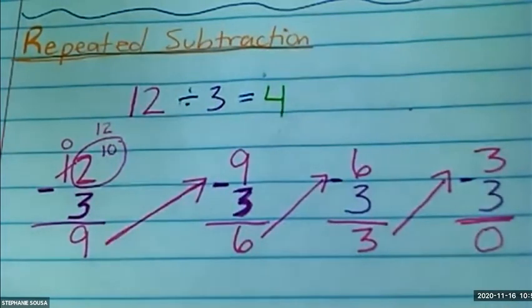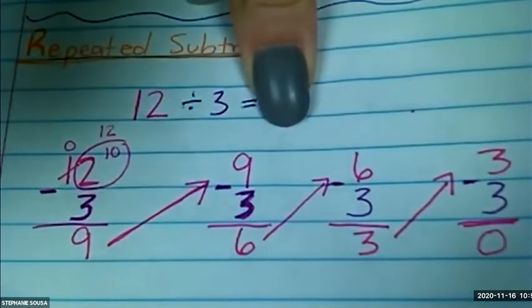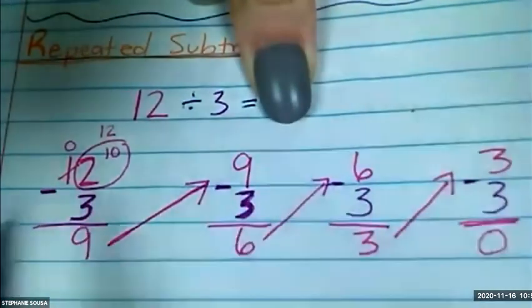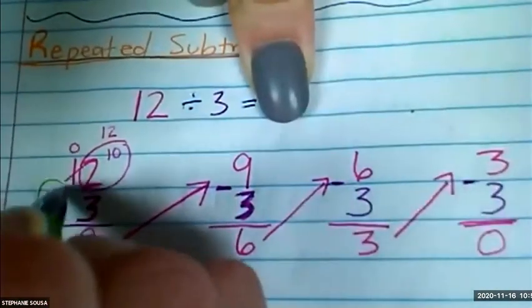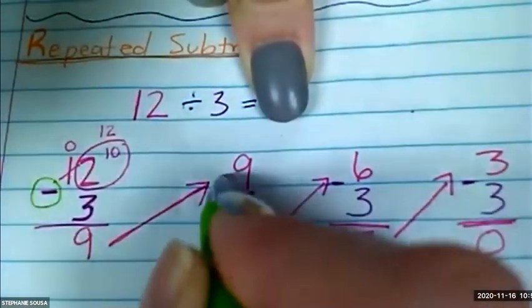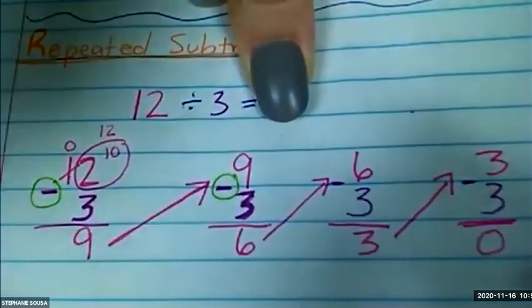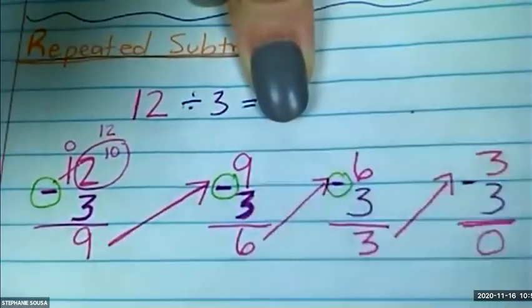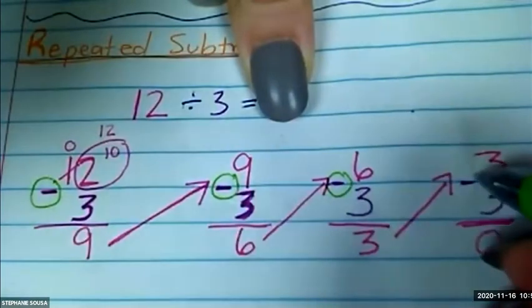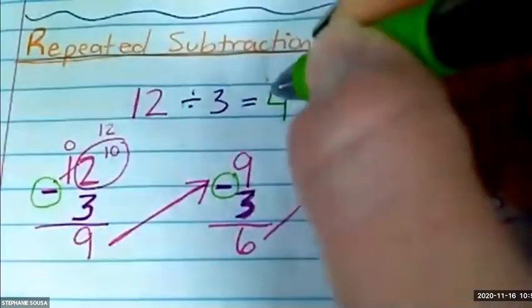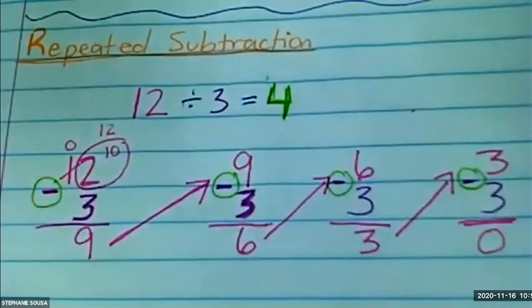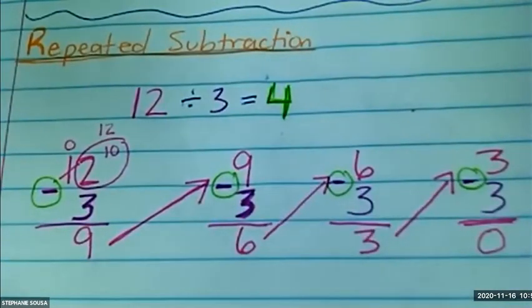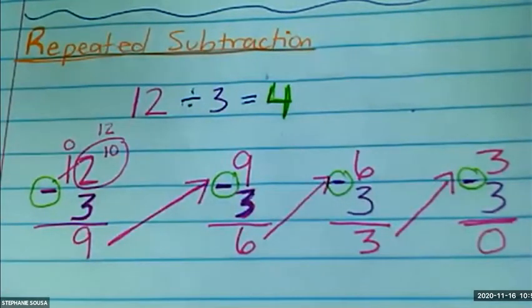So now, in order to find the answer, because remember, we're pretending like we don't know it equals 4, I'm going to count how many times I had to subtract this. 1, and I like to actually circle 2, the subtraction signs, 3, as a way to keep track. 4. We subtracted 4 times, so the answer is 4. This is how you use repeated subtraction to solve an equation.